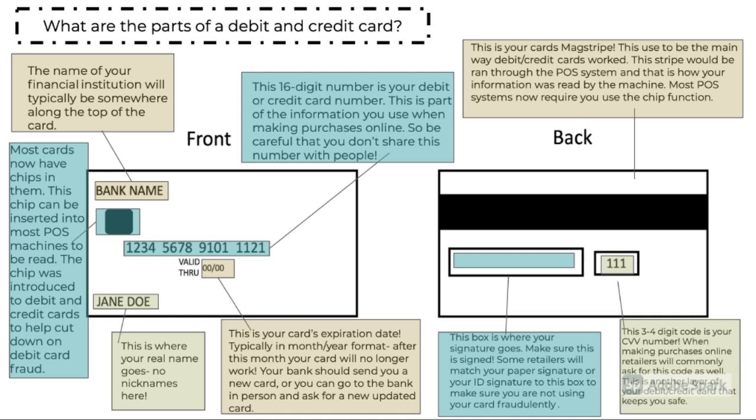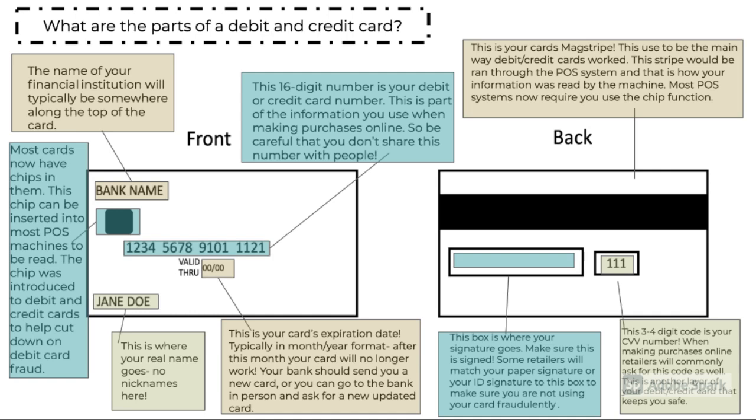Underneath that, we have the 16-digit number that is your debit or credit card number. This is part of the information you use when making purchases online, so be careful that you don't ever share this number with people. Right below that, we have your card's expiration date. Typically in month-year form, after this month, your card will no longer work. Your bank should send you a new card, or you can go into the bank in person and ask for a new updated card. Finally, in the bottom left-hand corner, this is where your real name goes. No nicknames here.